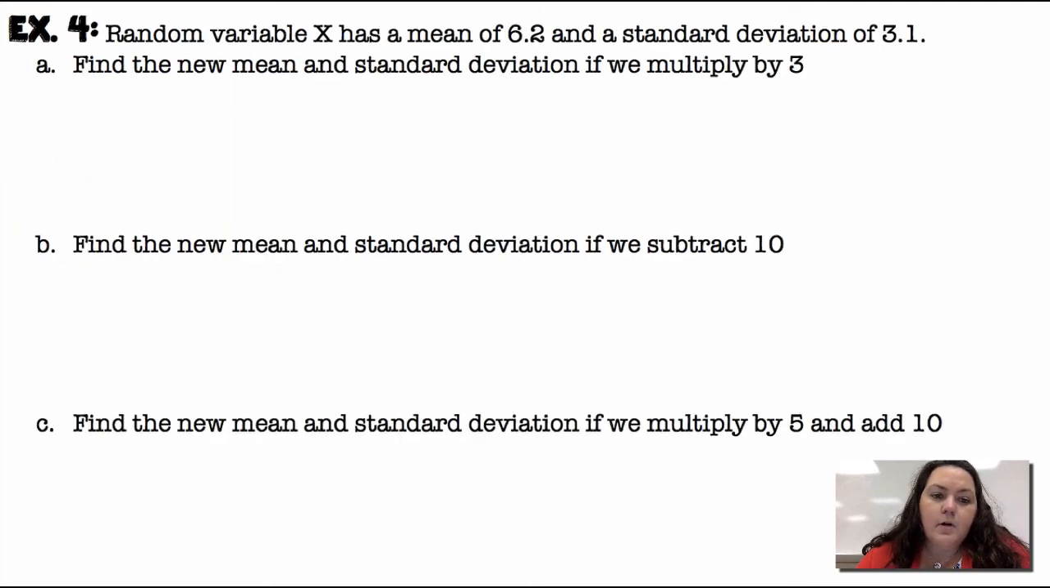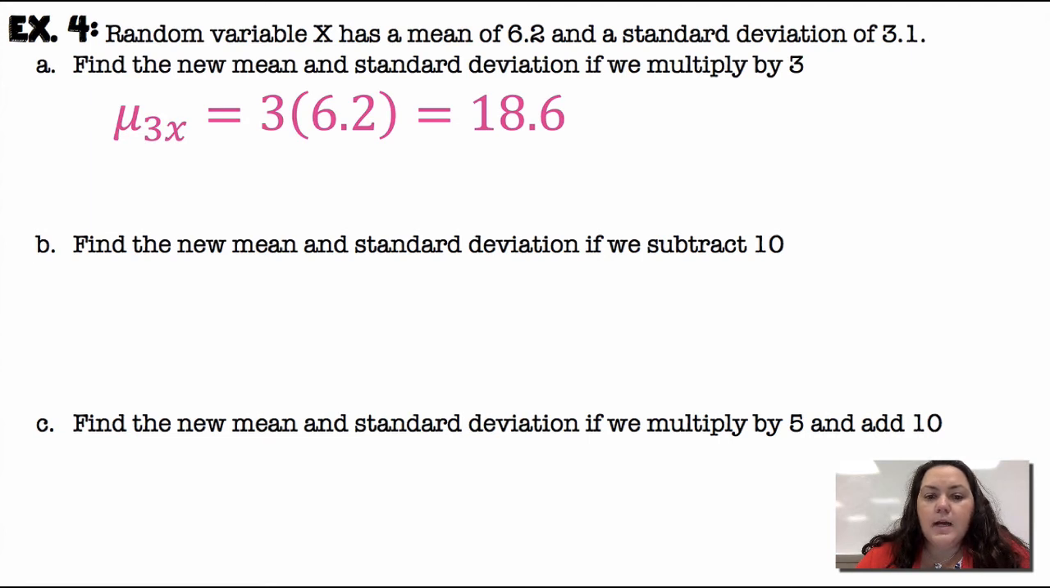All right, example 4. Random variable x has a mean of 6.2 and a standard deviation of 3.1. Find the new mean and standard deviation if we multiply by 3. So the mean of 3x would be 3 times my mean, which is 18.6. If I'm multiplying, I can just multiply the mean. Standard deviation, if I'm multiplying, I can just multiply the standard deviation. So 3 times 3.1 is 9.3.